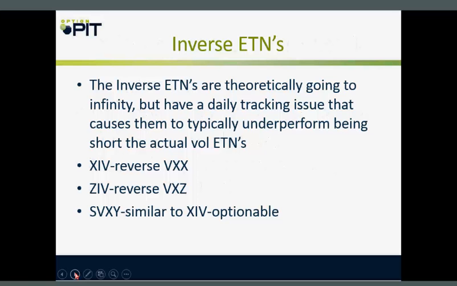Now there's the inverse ETNs. The inverse ETNs are theoretically going to infinity, but they have a daily tracking issue that typically causes them to underperform being short the actual volatility ETNs. These are XIV, ZIV, and SVXY. And SVXY has options.